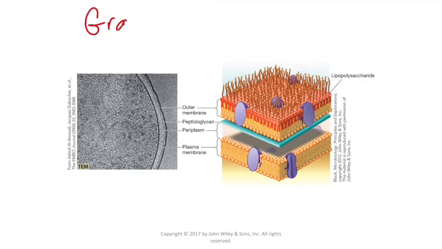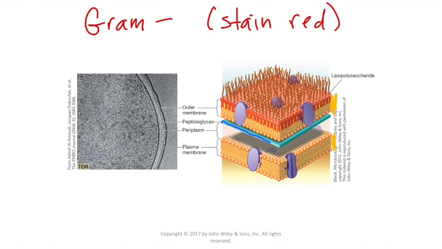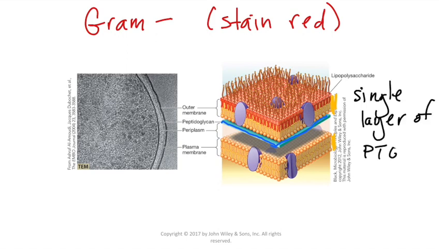Here we have our gram-negative bacteria. I'm writing this one in red because in the lab, when we do a gram stain, they stain red. Looking at this diagram, we see the inner plasma membrane here, the outer membrane on top, and importantly, here is our very, very thin layer of peptidoglycan. Where our gram-positive bacteria had multiple layers of peptidoglycan, our gram-negative have just a single layer of peptidoglycan. That is why their cell wall is so thin.